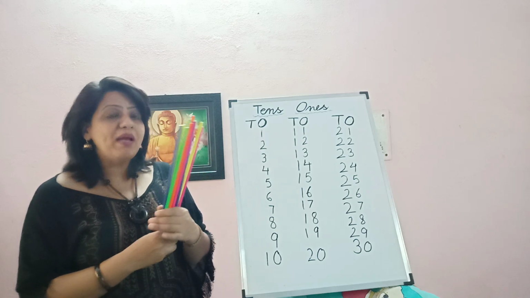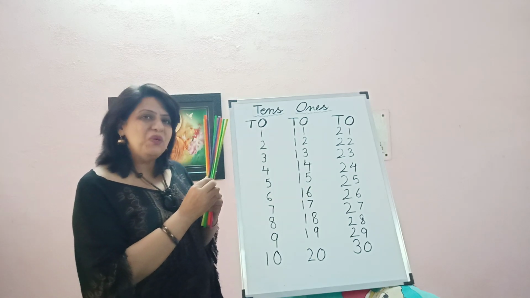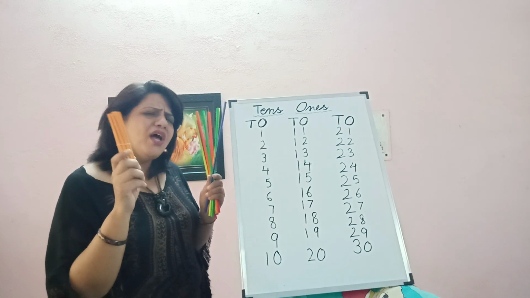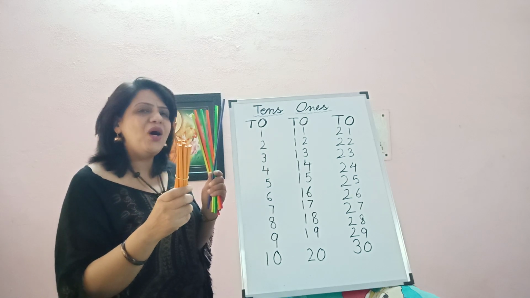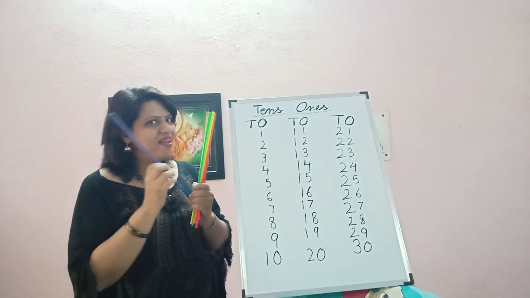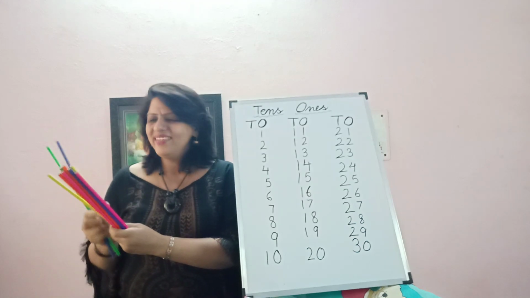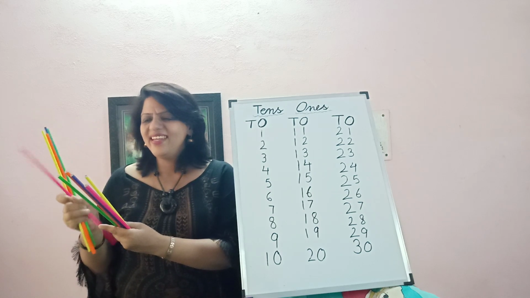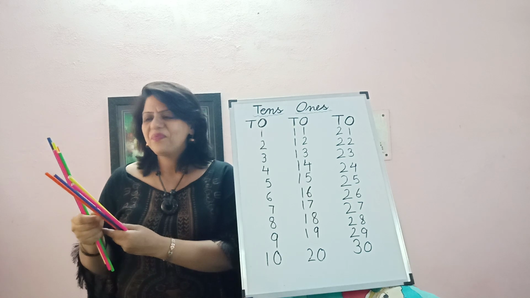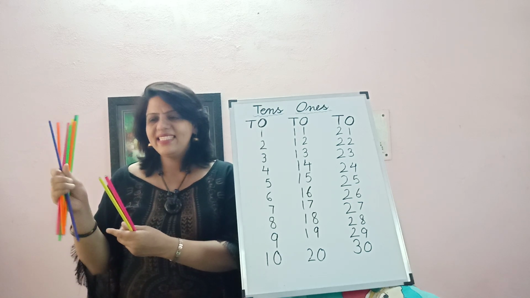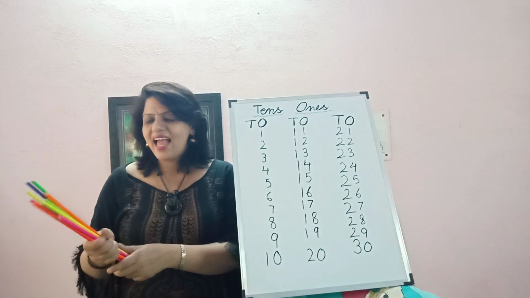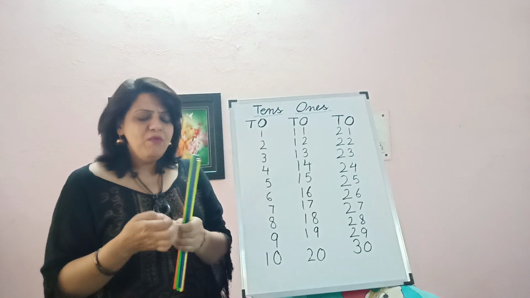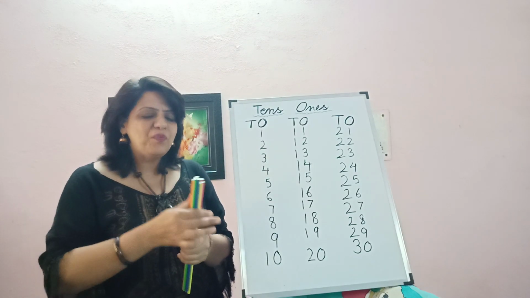I have a few pencil crayons also. So let's count these also. Now these are 10. Now we will move forward and count. What comes after 10? 11, 12, 13, 14, 15, 16, 17, 18, 19 and 20. Yes. See, I am going to tie this also.